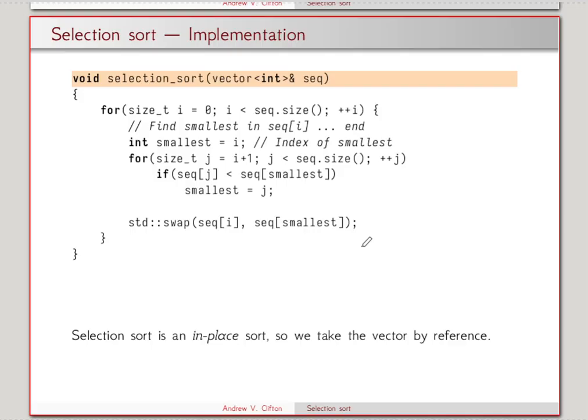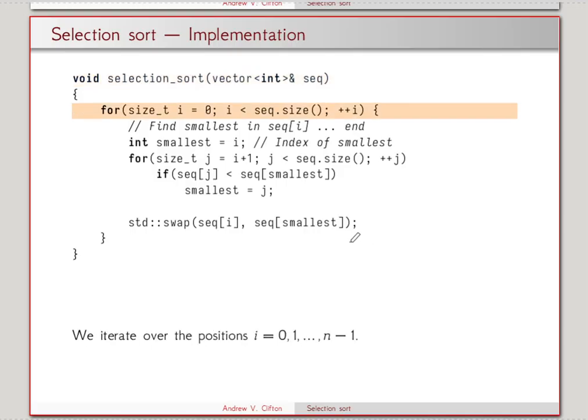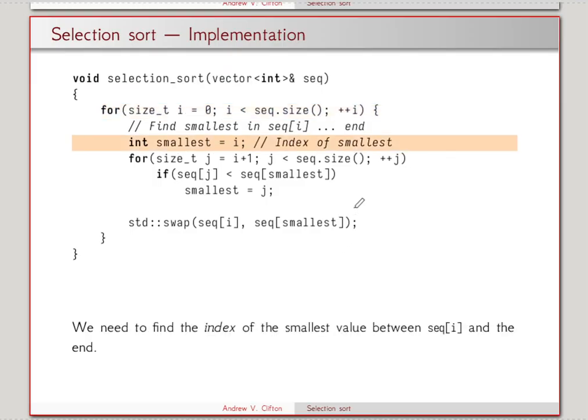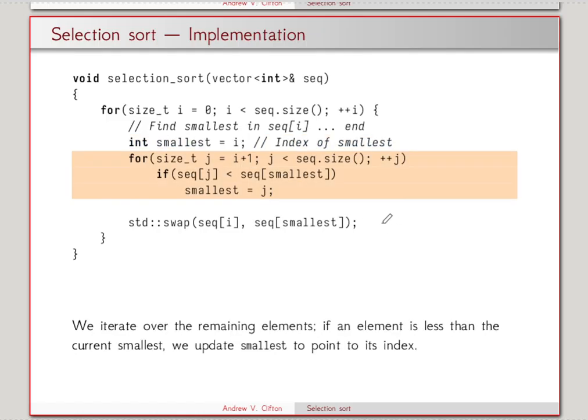So we take our vector by reference because it is an in-place sort. We're going to iterate over all the positions and say what goes in 0, what goes in 1, what goes in 2. We need to find the index of the smallest thing. We don't just need the value of the smallest thing. We need to know where it is because we're going to do a swap targeting it. So smallest is the index of the smallest thing that I've seen so far.